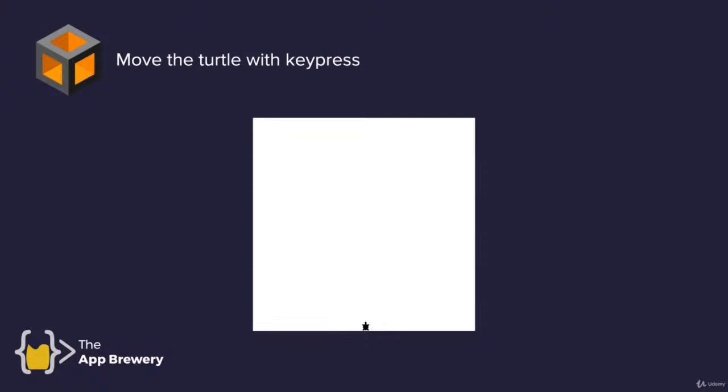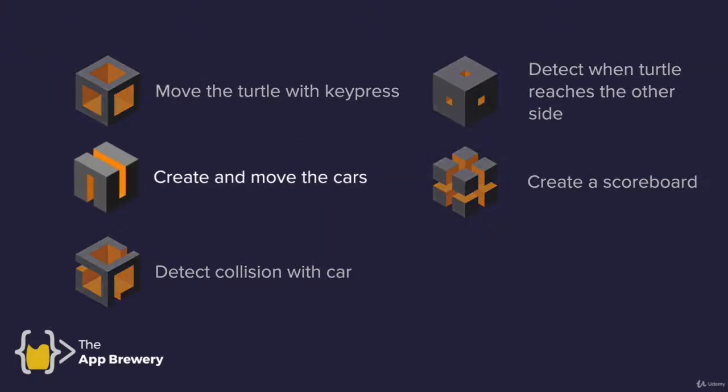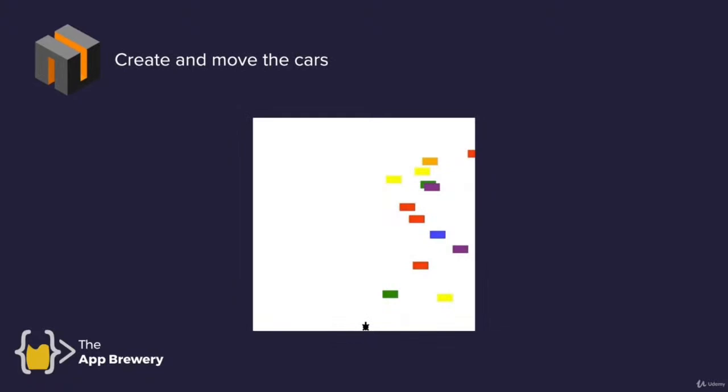In the last lesson, we managed to figure out how to get the turtle to move with a key press. With every press of the up key, the turtle moves further towards north. Now, the next task is to create and move the cars. The cars need to move from right to left, and they need to be randomly generated along the y-axis here. So they need to be generated right at the right edge of the screen, and they can appear anywhere along this line, and then they're going to move automatically towards the left at a fixed pace.